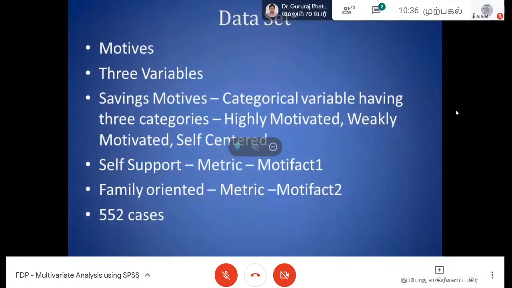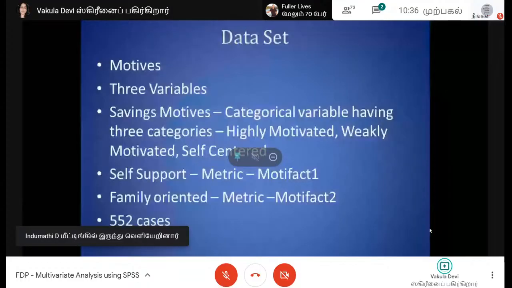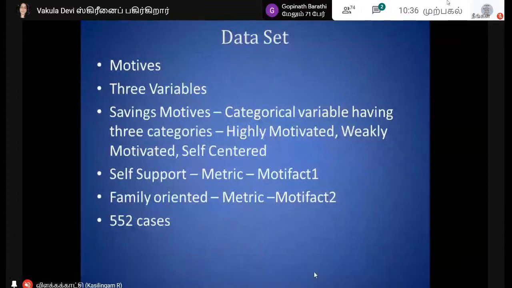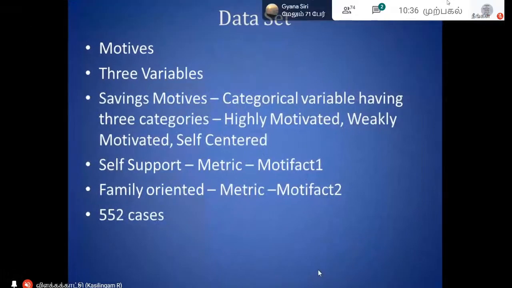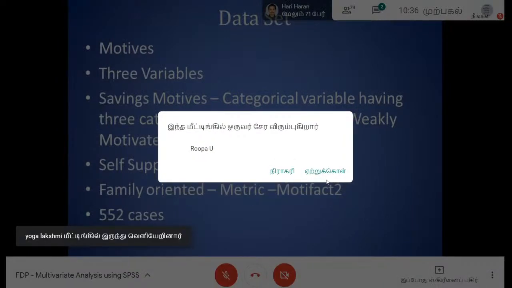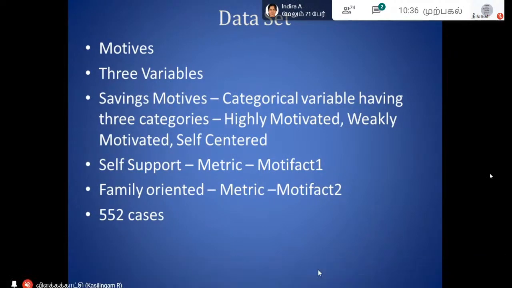That is the data set we are going to use, which will have three variables. One variable is a categorical variable with three categories: highly motivated, weakly motivated, and self-centered. Then we have two more independent variables. One is self-support, and the name is motive fact. Another variable is family oriented, and the name of the variable is motive fact 2. Around 552 cases are there. So this is the data set we are going to use.